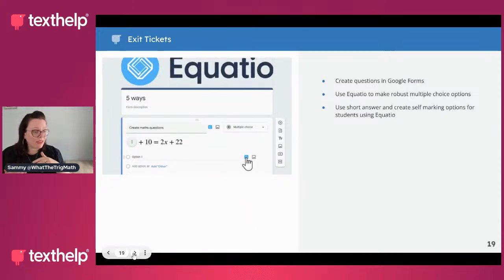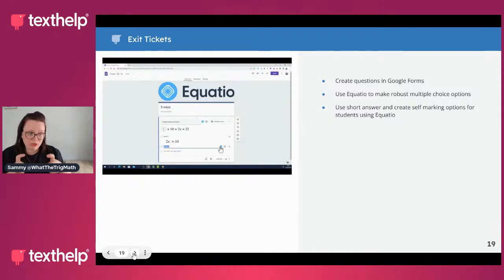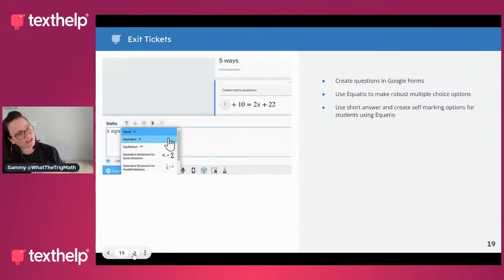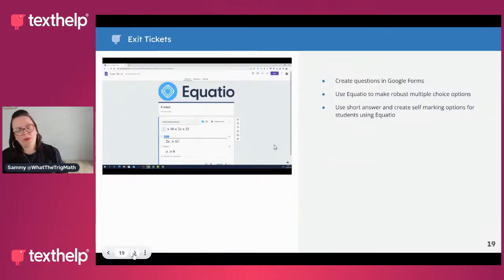You can set it self-marking, as you can in Google Forms, so that it will check that response, even if that response is written in Equatio, and it will self-mark against it as well. So I think exit tickets are a really simple way to build Equatio into your classroom.